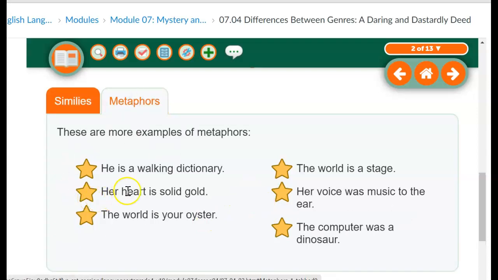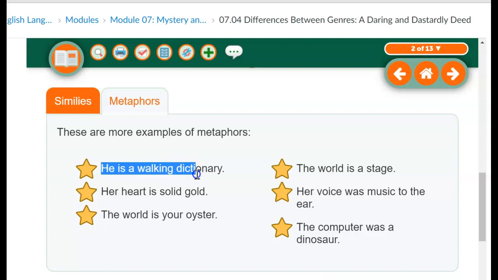So let's look at some metaphors. He is a walking dictionary. Oh, that might be cool. Does that mean he turned into a dictionary and it's a book walking around on legs? No, what might that one mean? Angel, what do you think? He knows a lot. Good.